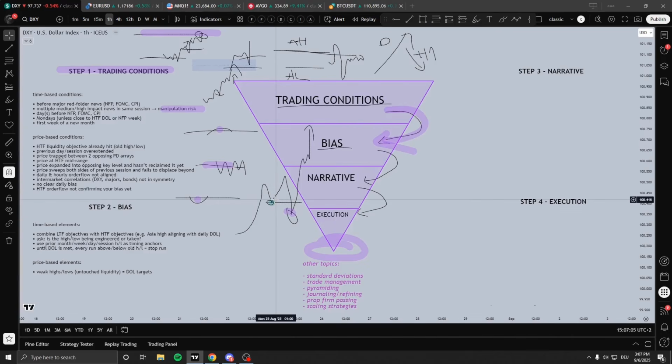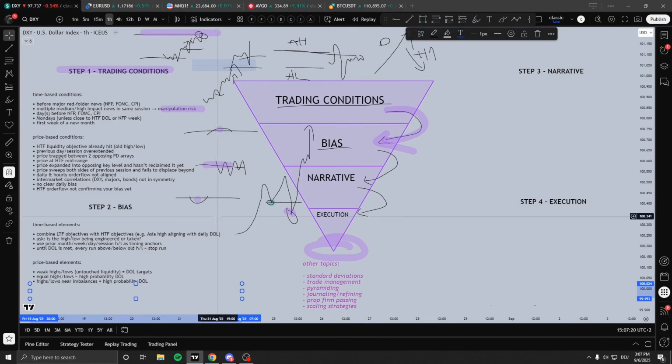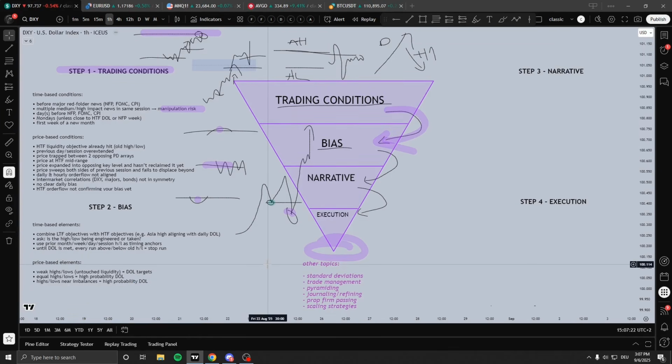And you never want to trade those moves, you only want to trade after a strong low has taken liquidity from the weak low. Other price-based elements are equal highs or lows, which are high probability draws on liquidity, and another high probability draw on liquidity are highs and lows close to imbalances.